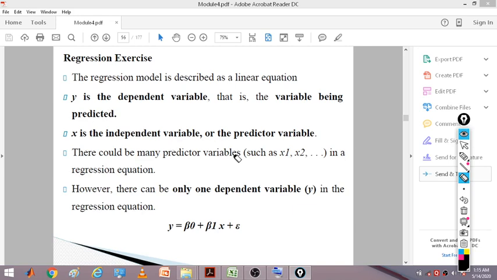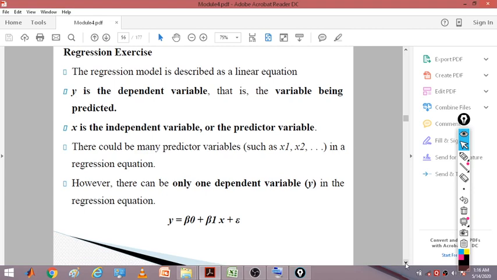Now there could be many predictor variables, x1, x2, and so on, in the regression equation. However, there can be only one dependent variable, only one target variable, always in a regression equation. Now we can define y in terms of some constants: y equals b naught plus b1 into x plus epsilon. Epsilon defines some error, because whenever we plot a line, it may not be 100% correct and may not cover every point, so there may be some error.